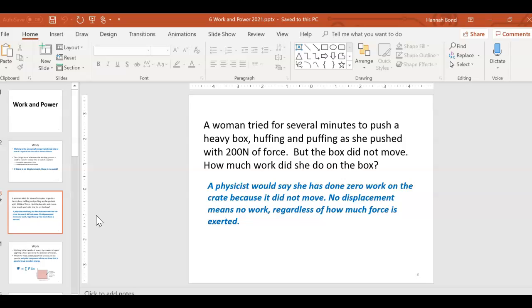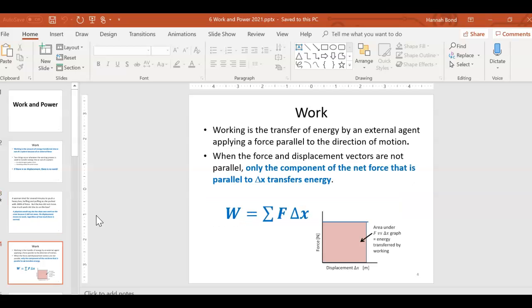She has applied a force and she has caused some of her energy to dissipate, I suppose, but she has not transferred energy to the box and given it an additional amount of energy. So work is the transfer of energy by some external system applying a force parallel to the direction of motion. Only the component of the net force that is parallel to the displacement actually transfers energy.